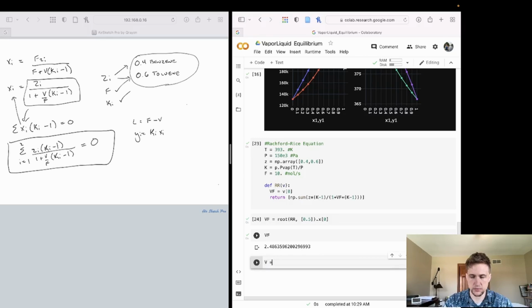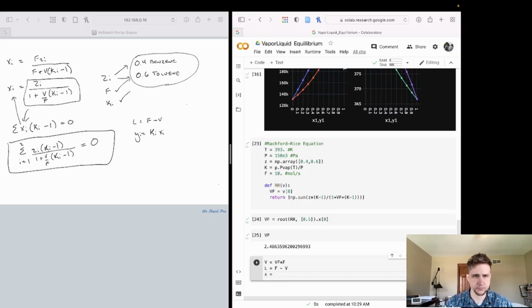So our V equals, well, this is V divided by F, so it's just going to be VF times F. It's going to get us there. Our L, the amount leaving in the liquid phase, is just whatever the feed is minus whatever's leaving in the vapor phase. Again, that's why this should be a negative number based off of what our result was for this being greater than 1, if everything is consistent here.